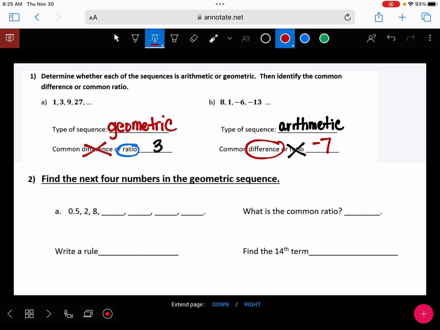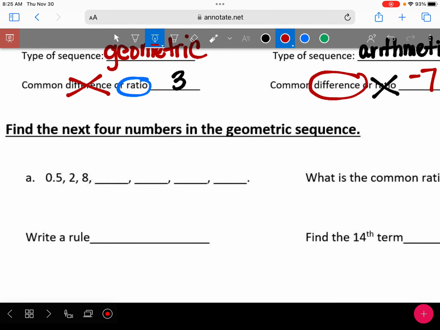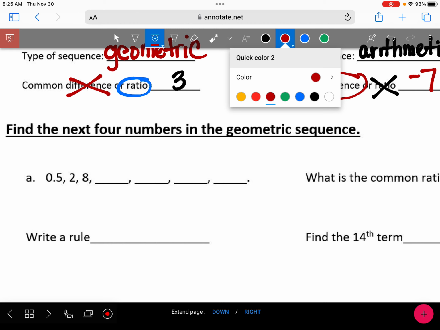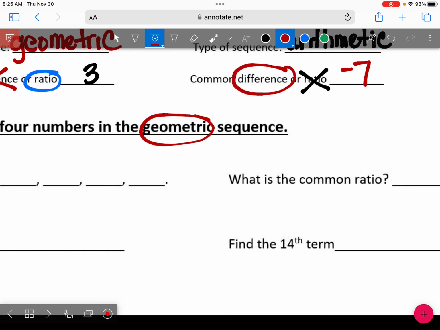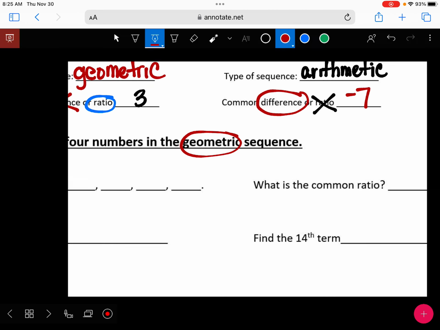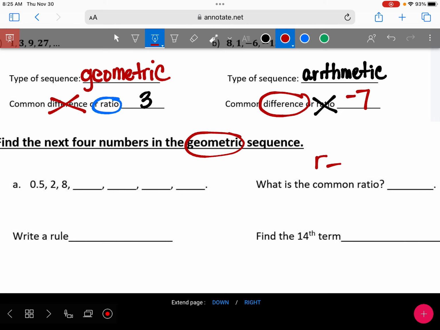All right, so let's start practicing with geometric. So let's look at this first one. Again, it told me that it's geometric. So if you have a hard time figuring out the common ratio, just pick up your calculator. R is going to equal T2 divided by T1. So that would be 2 divided by 0.5. And you may know that it's 4 without doing that. But if you have a hard time figuring out what we're multiplying by, use that formula. So you do get that you have a common ratio of 4.